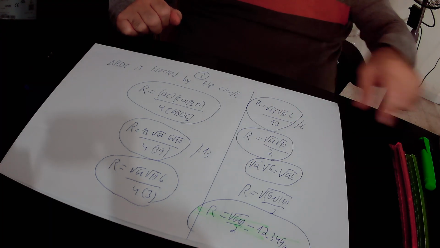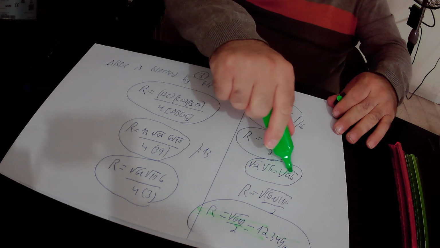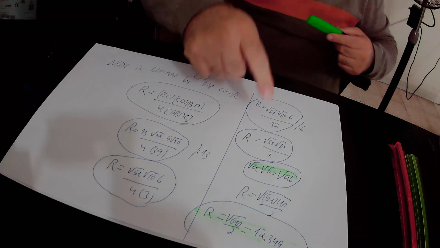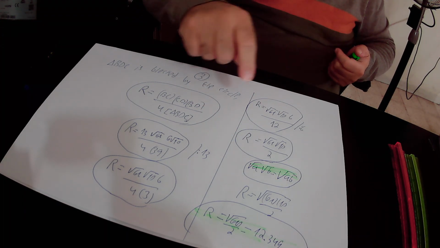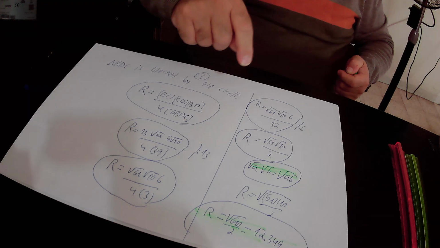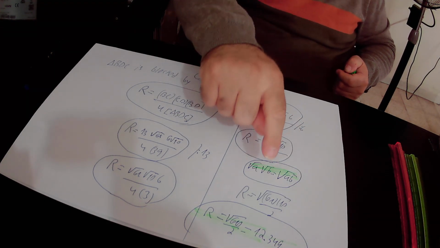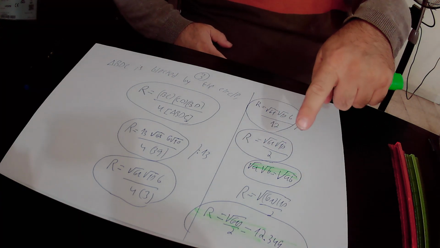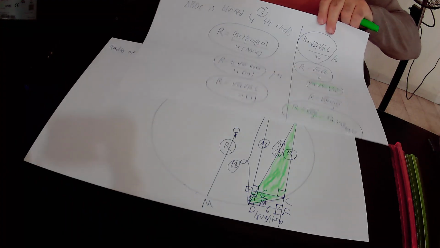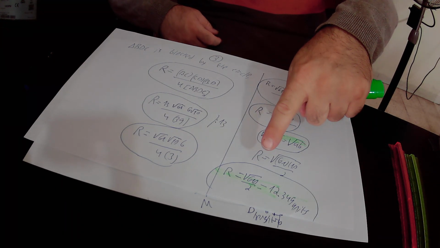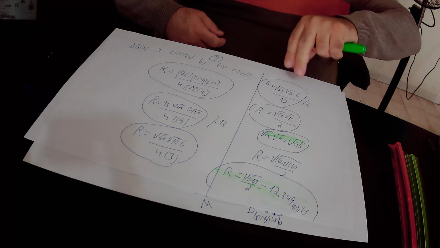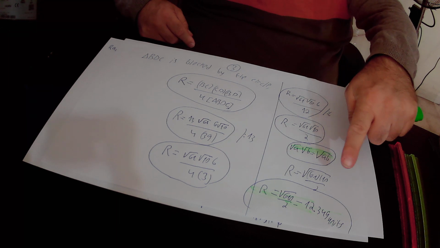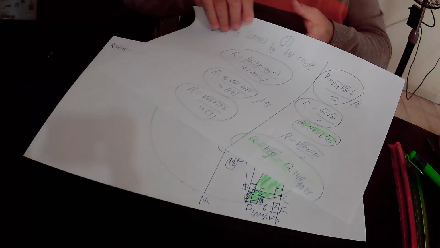Here we have the algebraic identity that the square root of A times square root of B equals the square root of A times B. According to this algebraic identity, we will get that the square root of 61 times the square root of 10 equals the square root of 61 times 10, all divided by 2. 61 times 10 is 610. So we have that the radius of this circle, capital R, equals the square root of 610 over 2 units, or in terms of numbers, the radius of this circle capital R equals 12.349 units. We finish with the first method.